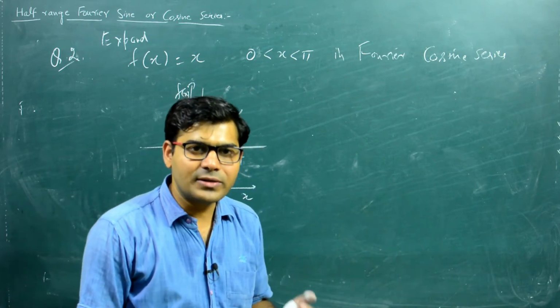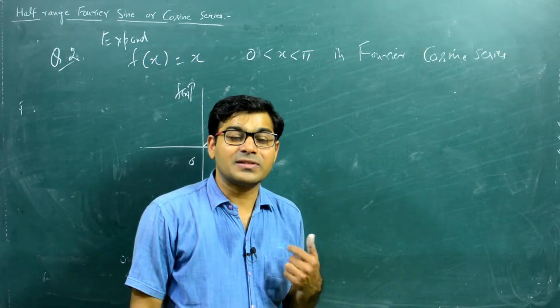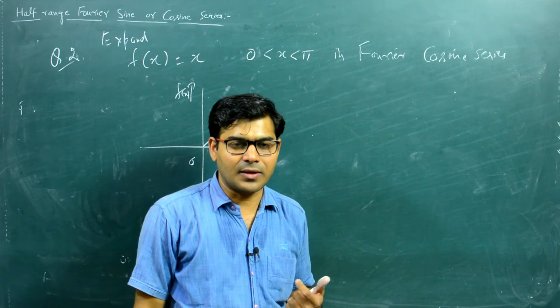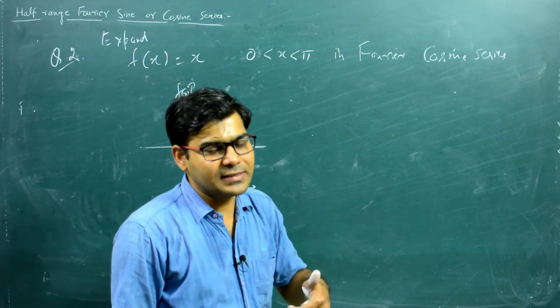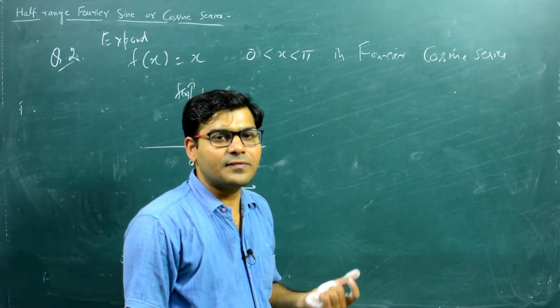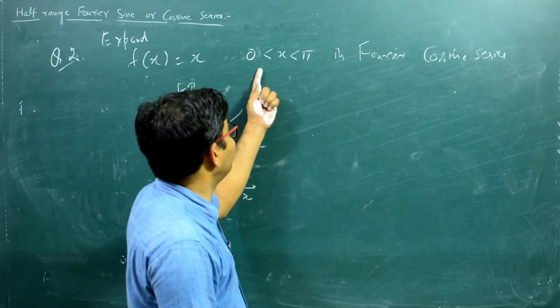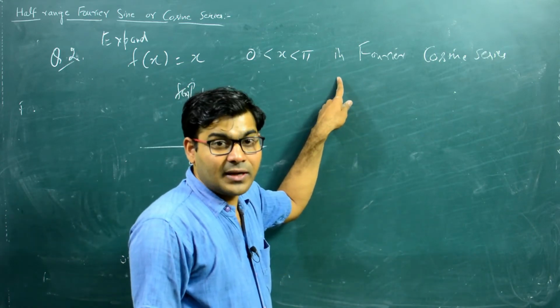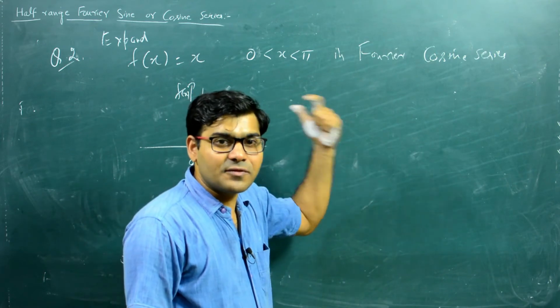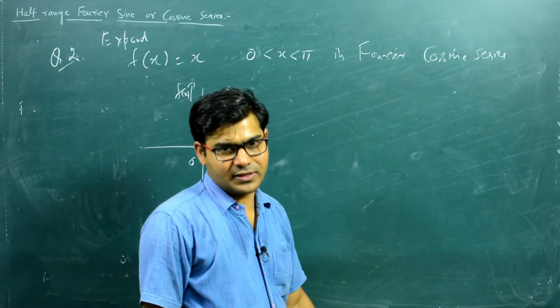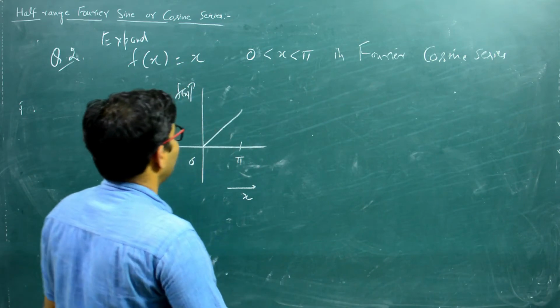But we know that for an odd function, finding the Fourier sine series is the natural thing. But we have been asked to find the Fourier cosine series, so we will have to redefine our function in such a fashion that if we extend its interval from minus pi to pi, it becomes an even function, so that we can write down its Fourier cosine series. So how do we do that? Let's have a look.